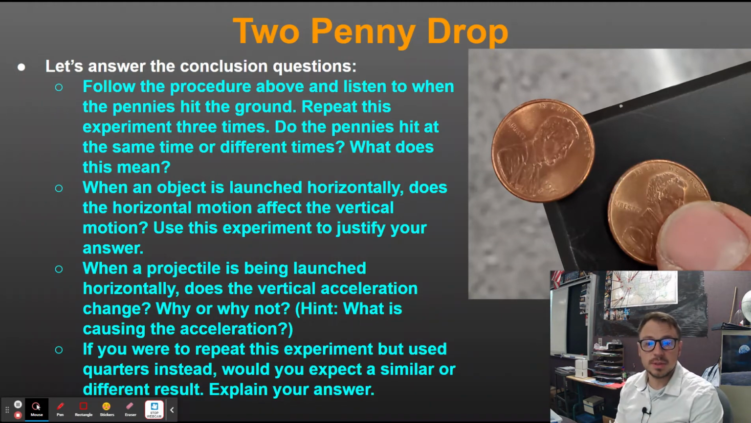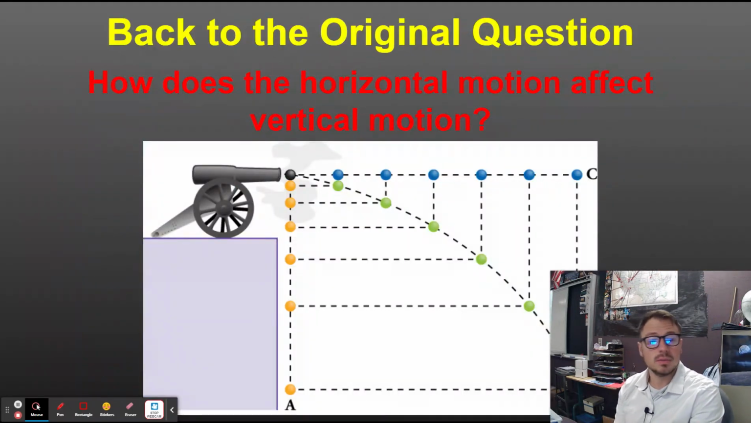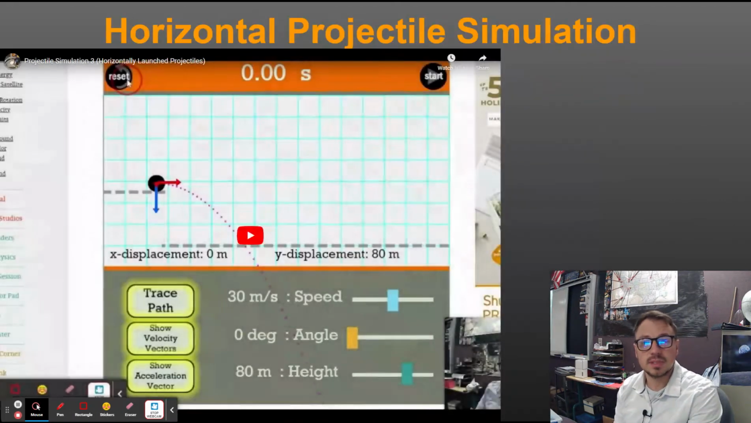Now, last one: if you were to repeat this experiment but use quarters instead, would you expect similar or different results? Explain your answer. Same results, right? It's because we learned in Newton's second law that the ratio of net force to mass is the acceleration, and that's going to be the same for all objects. It doesn't matter whether you use pennies, quarters, nickels, or any mixture, the ratio of net force to mass is going to be the same. Gravity is going to pull them all down at the same rate, regardless of horizontal velocity. So how does horizontal motion affect vertical motion? We already answered this. It doesn't. It doesn't affect the time that the object is in the air.